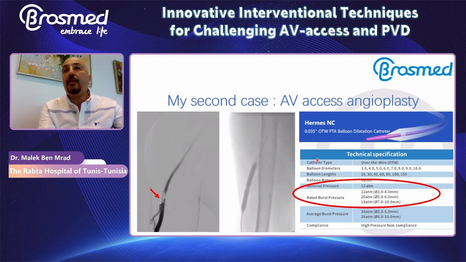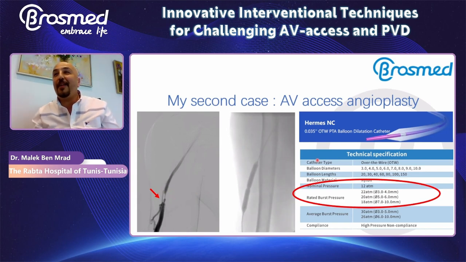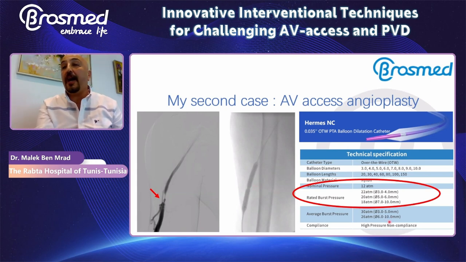And you see here, I don't use the Tri-wedge because I have had the Tri-wedge for only the last 2 weeks, but I use Hermes, also from Brosmed. It's a balloon dedicated to peripheral artery disease, but with the advantage of use in arteriovenous access. It's a high pressure balloon, with a rated burst pressure from 18 to 22, depending on the diameter. The big advantage is a low profile balloon, and it comes in different diameters and different lengths from 20 to 150.